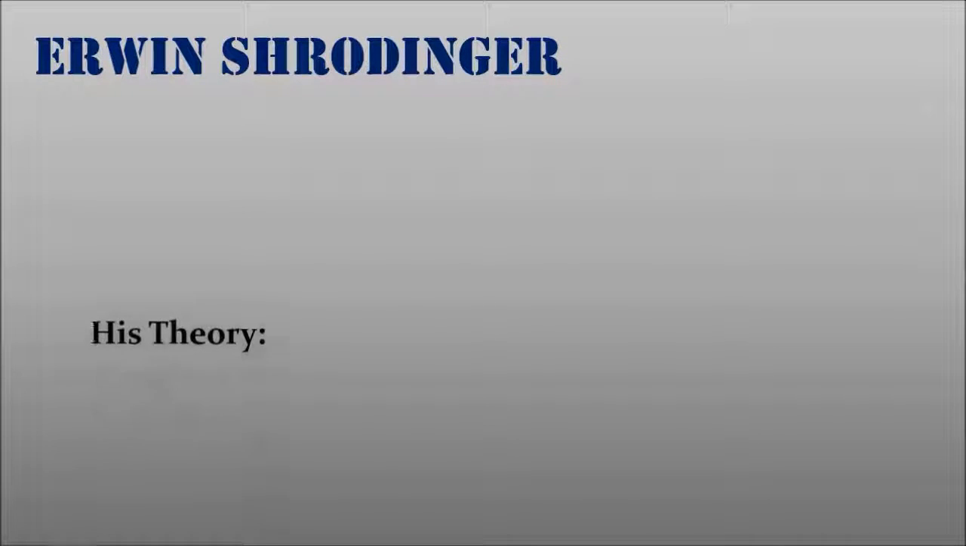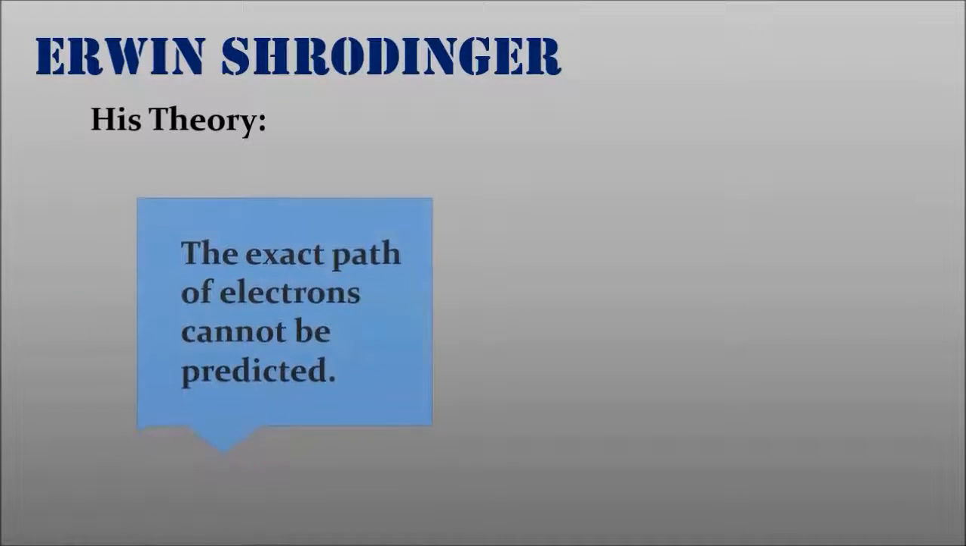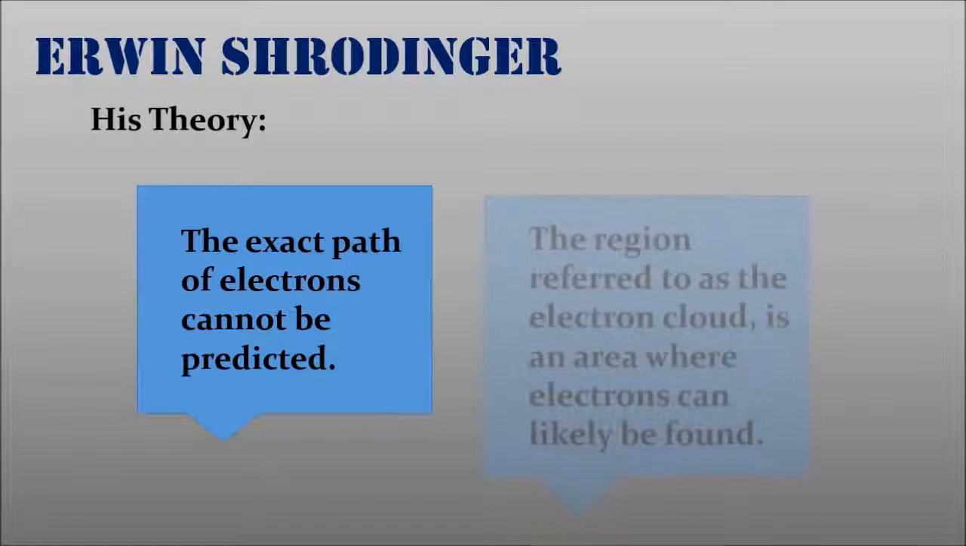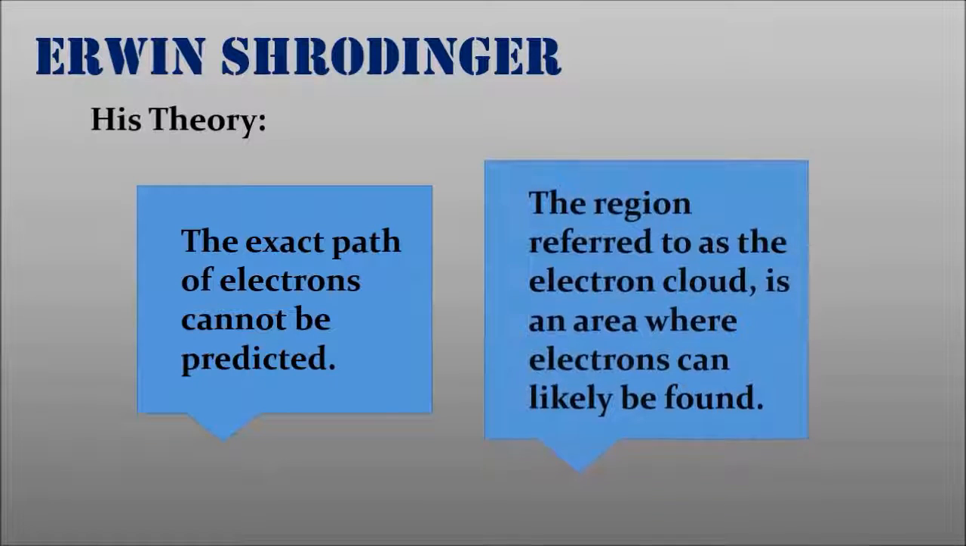His theory. The exact path of electrons cannot be predicted. The region referred to as the electron cloud is an area where electrons can likely be found.